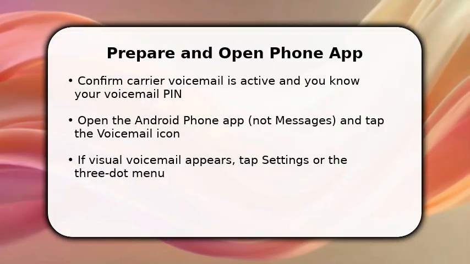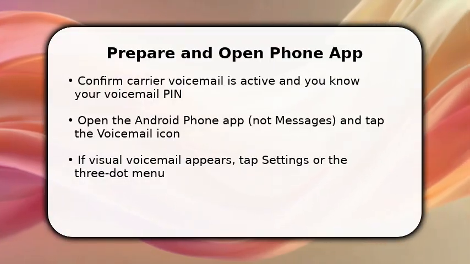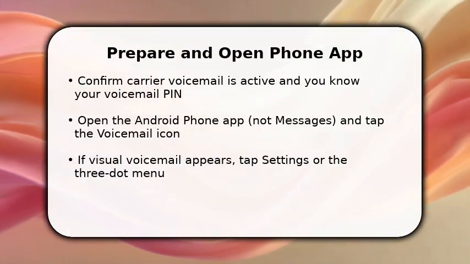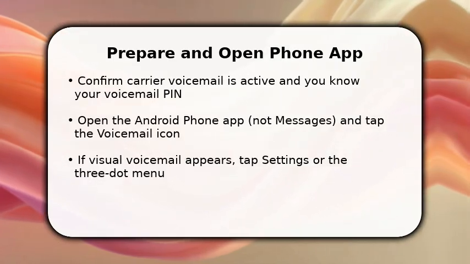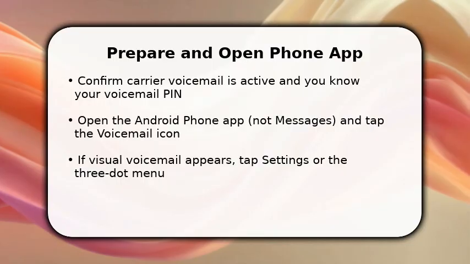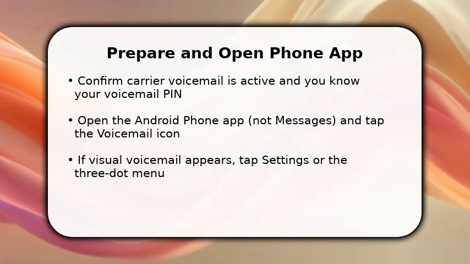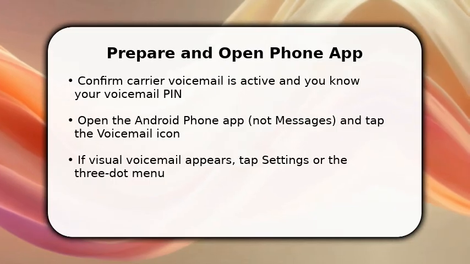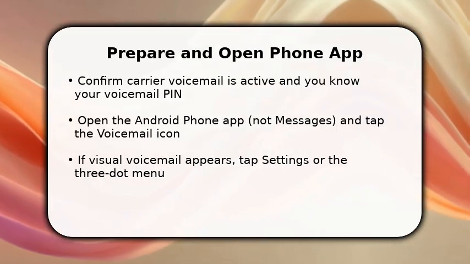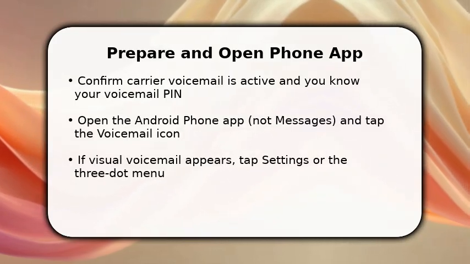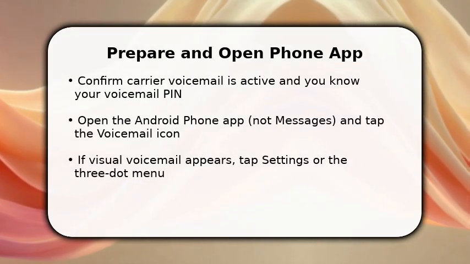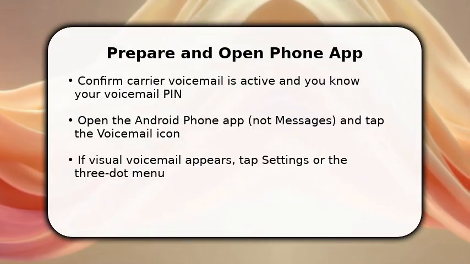You start by confirming your carrier voicemail is active and you have your PIN, because you'll need it if prompted. Open the phone app and tap the voicemail tab. This is where visual or standard voicemail settings live. If you see a visual voicemail list, make sure to tap the three-dot menu or settings gear to access recording options. Once done, you'll be in the right place to change or record your greeting. Don't skip verifying the PIN first.